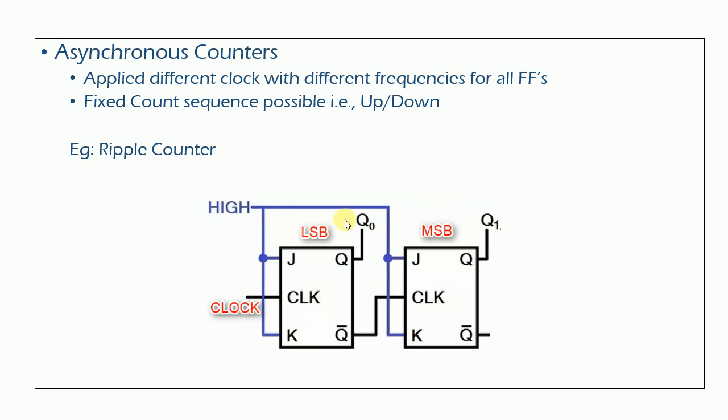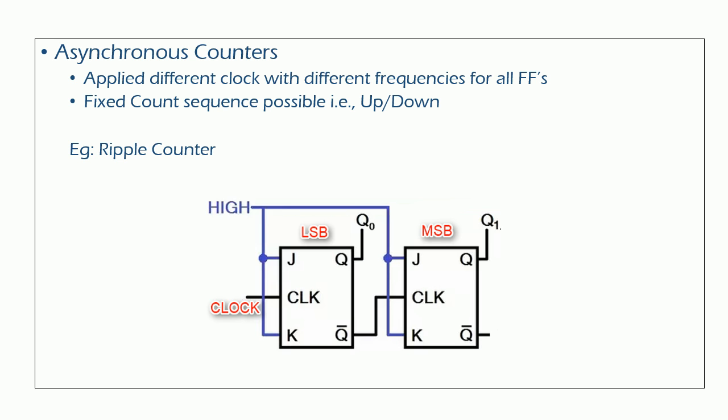So even when the data is available to the second flip-flop, until there is a clock, it won't do any processing. So we can straight away see that there is a delay. By this we can say that synchronous counters are faster than asynchronous counters. And one more thing: with asynchronous counters you can only count a fixed sequence. It can be an up counter or a down counter.